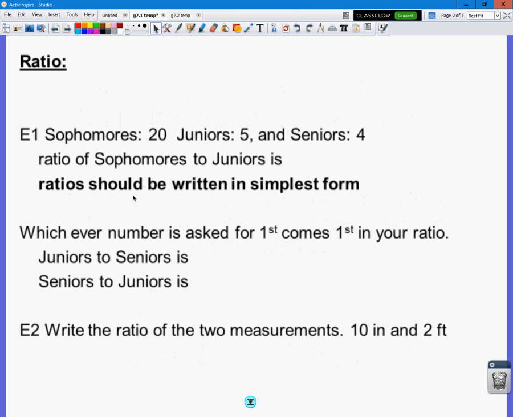First, let's talk about what a ratio is. A ratio is a comparison of two numbers. Two quantities, a comparison of two quantities by division. So I can write A over B, that is a ratio, so long as B is not equal to 0.